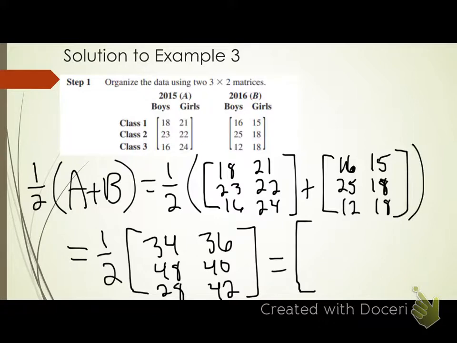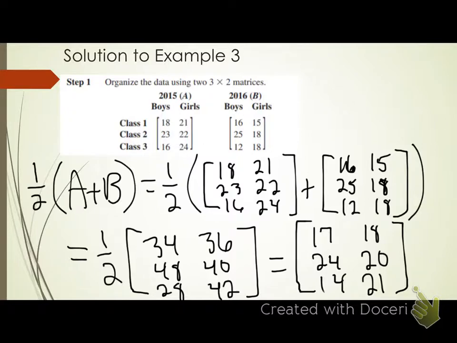So 34 divided by 2 would give me 17. 36 divided by 2, 18. 48 divided by 2, 24. 40 divided by 2 is 20. 28 divided by 2 is 14. It's a bad 4, I apologize. And then 42 divided by 2 would give me 21. So here's my new matrix that is representing the average number of qualifiers in each class and gender.